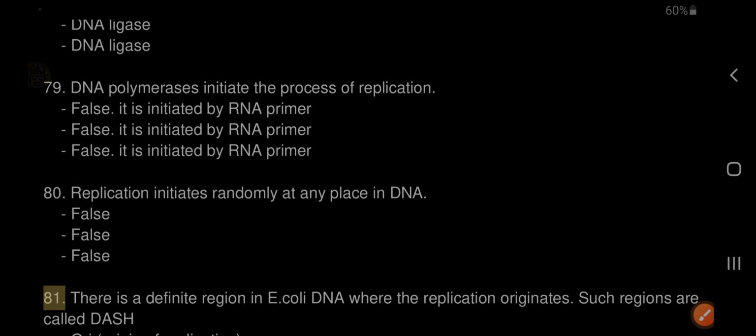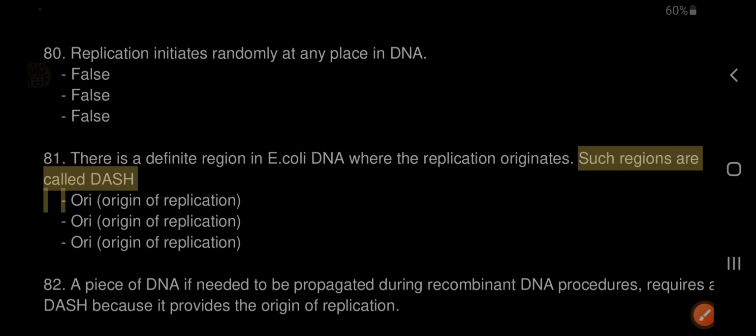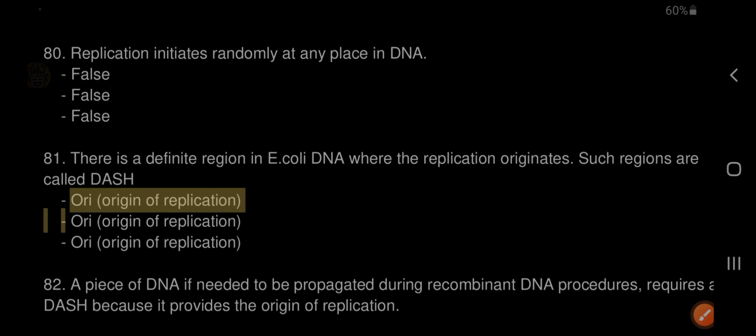81. There is a definite region in E. coli DNA where the replication originates. Such regions are called dash. Origin of replication.